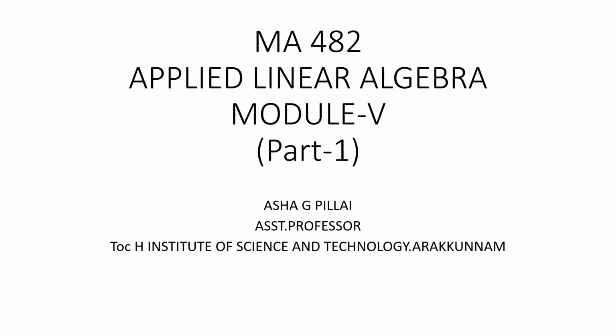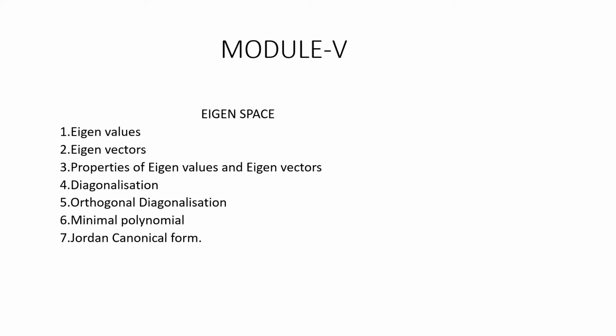Dear students, in this video, we are going to discuss some topics of Module 5 of Applied Linear Algebra. The topics we have to discuss in this module are eigenvalues, eigenvectors, properties of eigenvalues and eigenvectors, diagonalization, orthogonal diagonalization, minimal polynomial, and Jordan canonical form. Of these topics, eigenvalues, eigenvectors, and properties of eigenvalues and eigenvectors are discussed in this video.